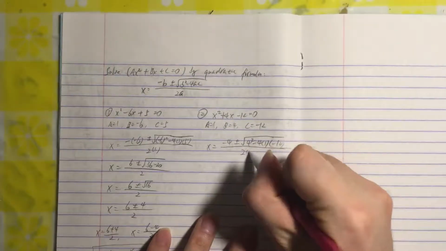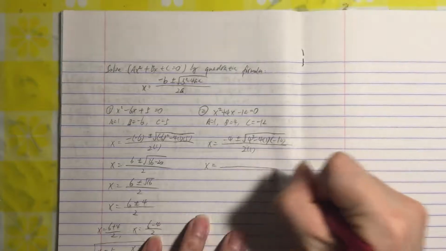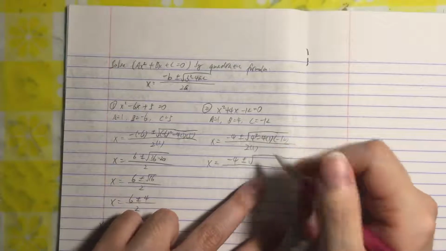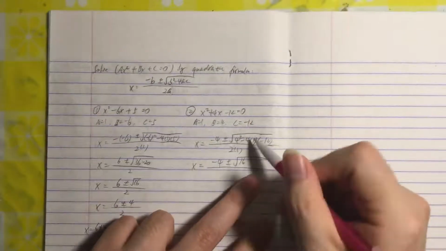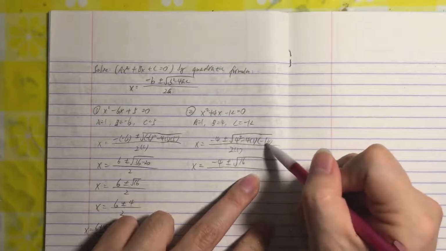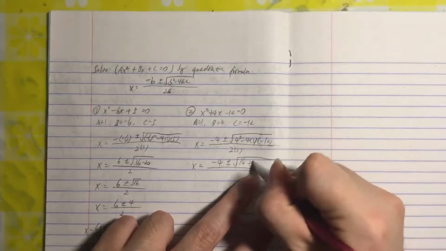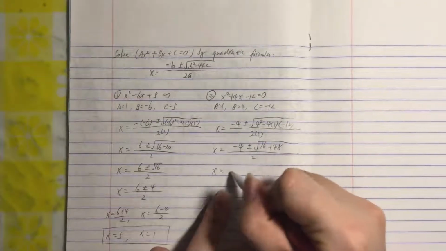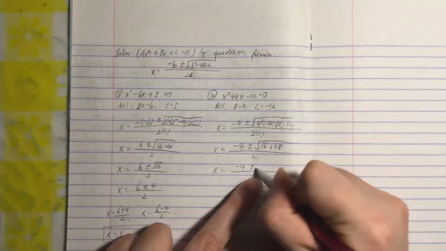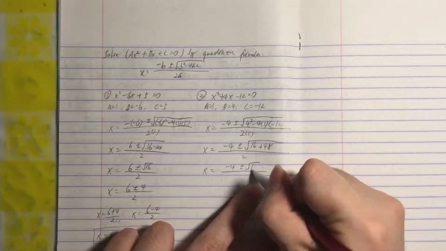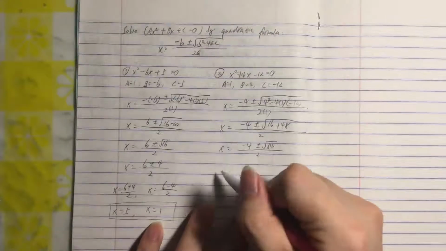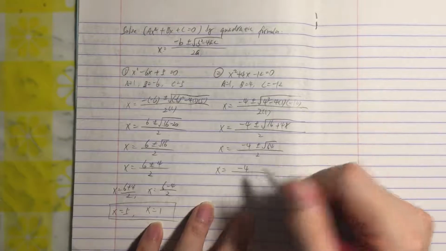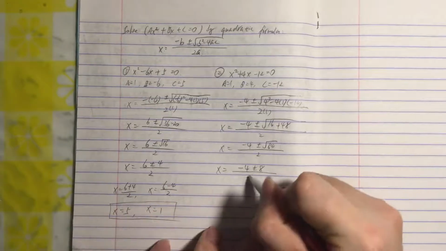A is 1. Then plug in. We have negative 4 plus or minus square root of 4 squared is 16. 4 times 1 is 4. 4 times 12 is 48. Double negative is positive. We get positive 48. On the bottom, 2 times 1 is 2. Simplify, we get negative 4 plus or minus, 16 plus 48 is 64. Keep the bottom the same. Then on the numerator, square root of 64 is 8. We get plus or minus 8 over 2.